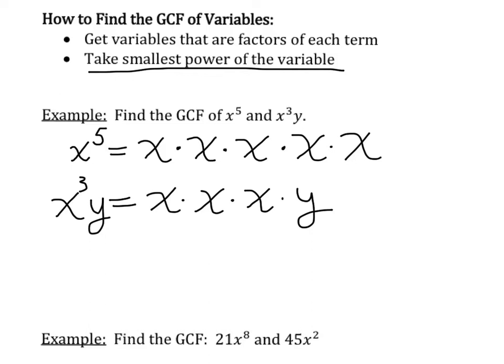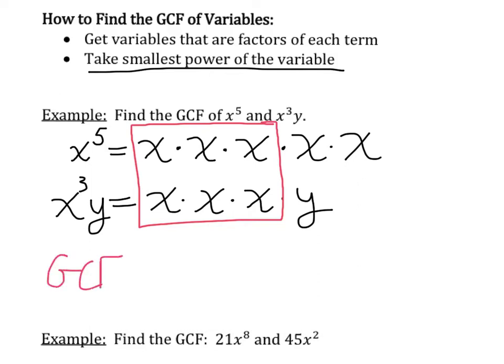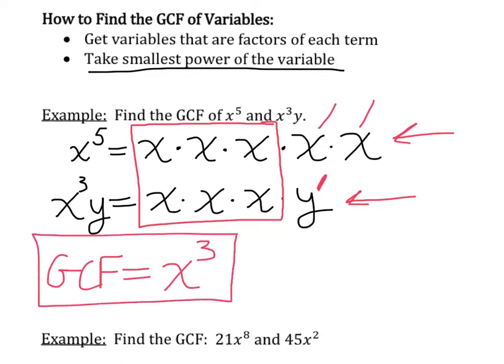And so if I look at what they have in common, well, these three x's are what they have in common, right? And so when I write my GCF, it's going to be those x's multiplied, which is x cubed. Notice this one has some extra x's, but this one does not have the extra x's. So I can't put those other x's in my GCF. And likewise, this one has a y in it, but this one right here doesn't have a y in it. And so my GCF has to be x cubed.